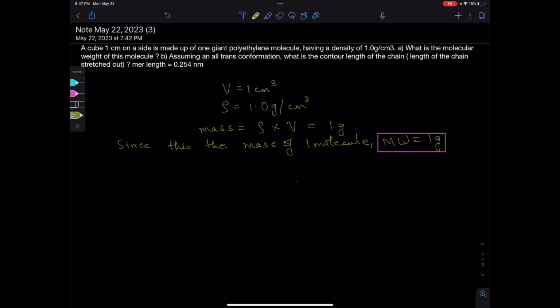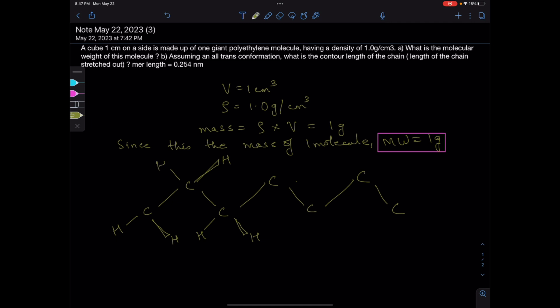Assuming an all-trans conformation, what is the contour length of the chain? So for polyethylene, the all-trans conformation can be written like this. The wedge shows that the hydrogen is coming out of the plane. And so on.